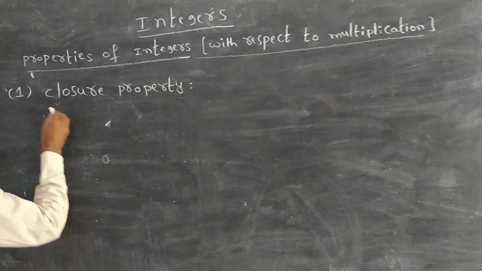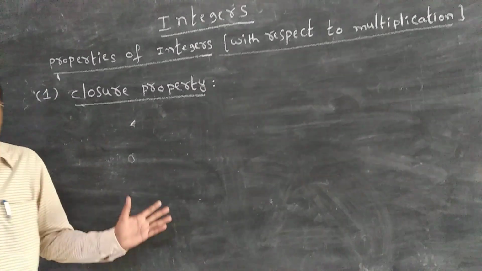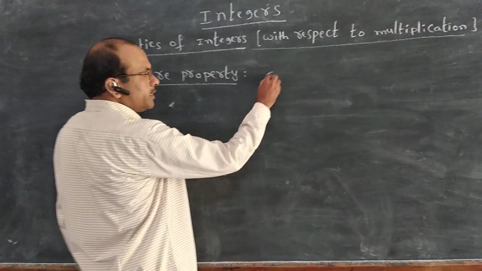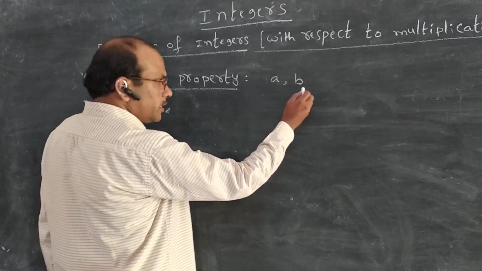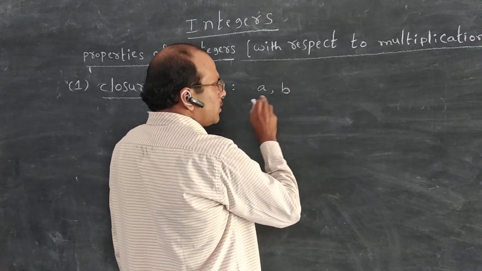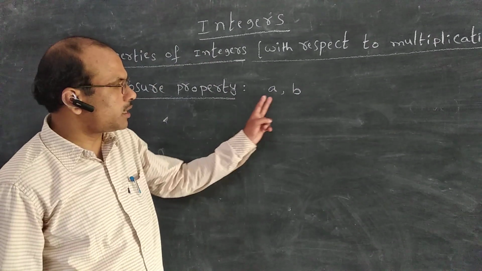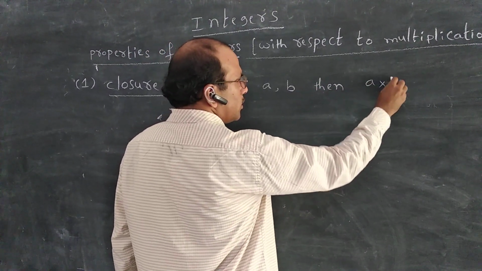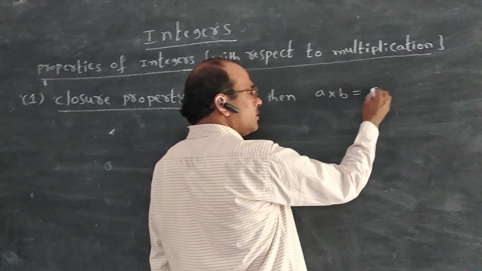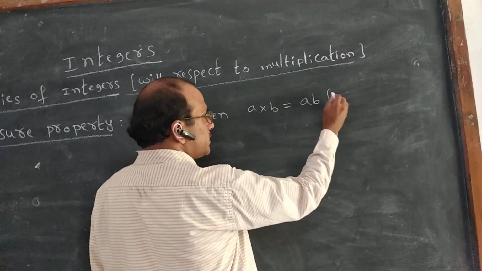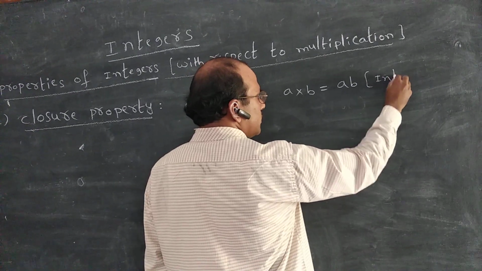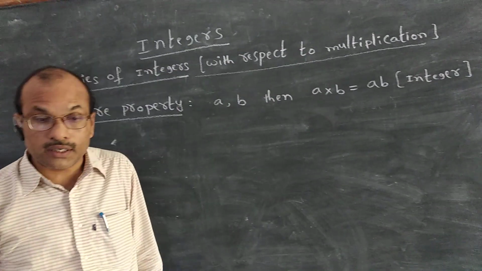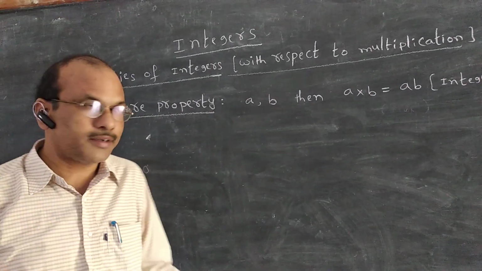According to the closure property, for any two integers a, b, take any two integers a, b, then a into b will give you a new integer called ab, which is also an integer. This is called the closure property of integers under multiplication.